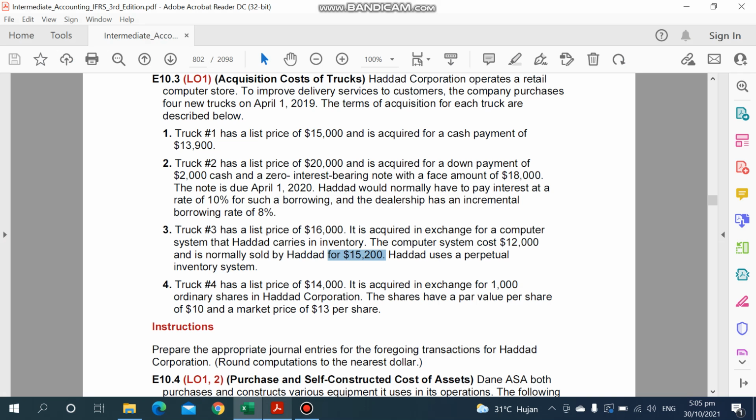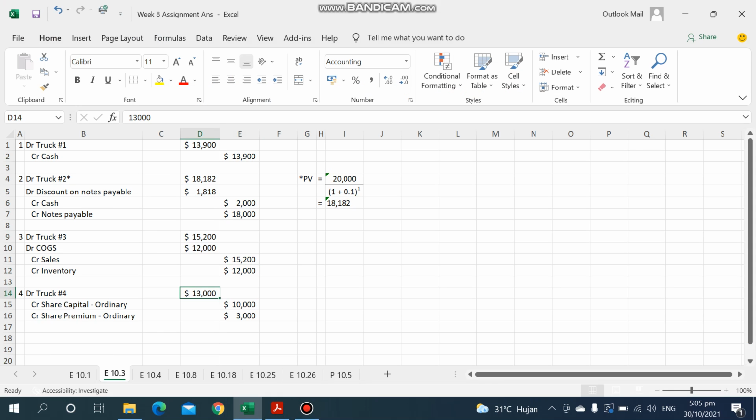And then truck number 4 has a list price of 14,000. It is acquired in exchange for 1,000 ordinary shares in Haider Corporation. The shares have a par value per share of $10 and a market price of $13 per share. This is just like what you have learned in accounting 2. When we want to acquire an asset, we can also exchange it with shares. So we will of course record the market price instead of the par value. So truck number 4 will have the fair value of 13,000, from $13 times 1,000 ordinary shares.